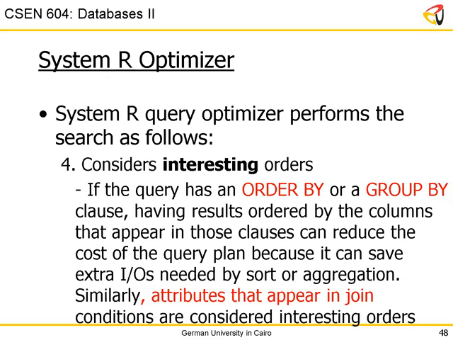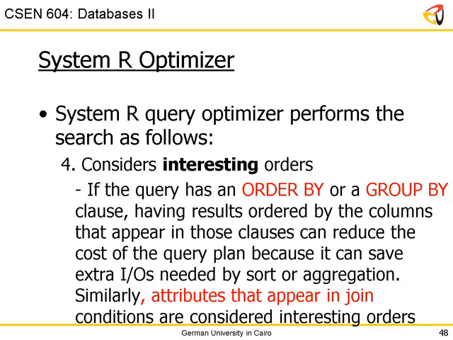Okay, now the fourth component of the System R optimizer is that it considers what's called interesting order, and you could think of it as a heuristic. We talked about heuristics before. It's like guidelines or rules to follow that, if you do, more likely you are on the right track. Okay, so let me read this. It says, if a query has an order by or group by clause, having results ordered by the columns that appear in those clauses can reduce the cost of the query plan, because it can save extra IOs needed by sort or aggregation.